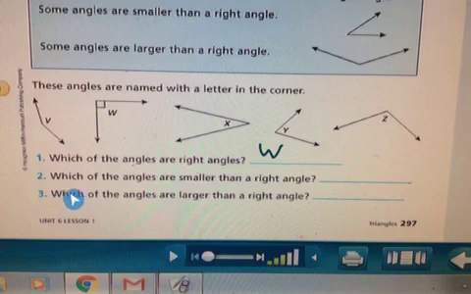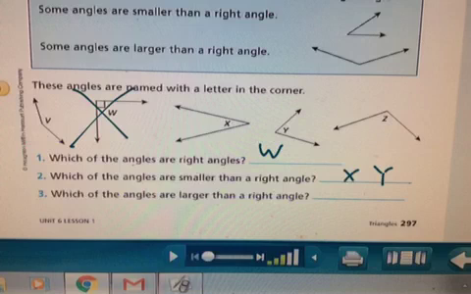Number 2 says which of the angles are smaller than a right angle? So we're going to look at the corners. Is that one smaller? We've already used this one, so we can mark it out. Is this corner smaller? Is this one smaller, or is this one smaller? The two that I see that have smaller angles are X and Y. So we put X and Y. And make sure you're writing these answers down in your book.